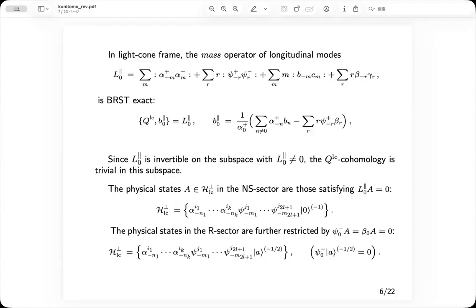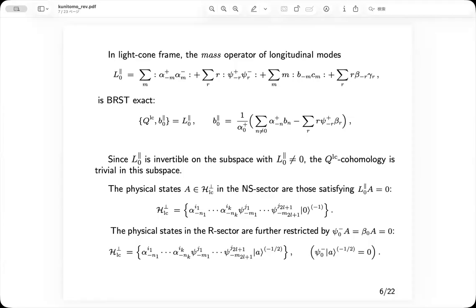In the light-cone frame, the mass operator of the longitudinal mode, the Virasoro operator of the longitudinal mode, is given by just the mode number counting operator. This is BRS exact, and using this we define the operator B0 parallel. Since L0 parallel is just a mode number, it is invertible on the subspace with non-zero modes. So if L0 is non-zero, the Q_LC cohomology is trivial in this subspace.